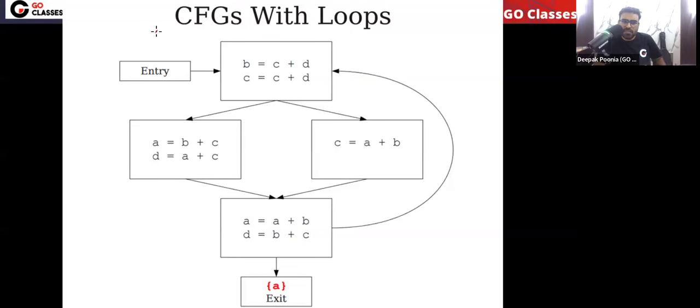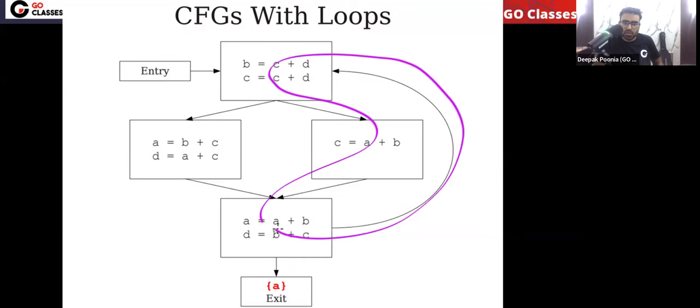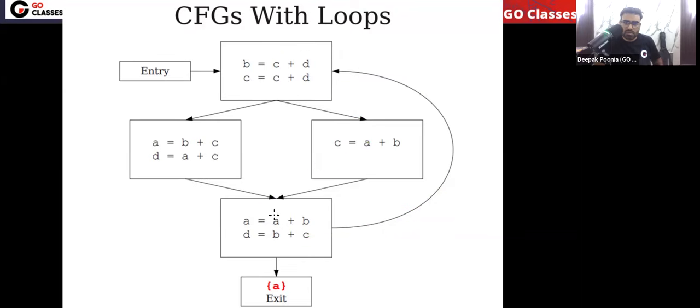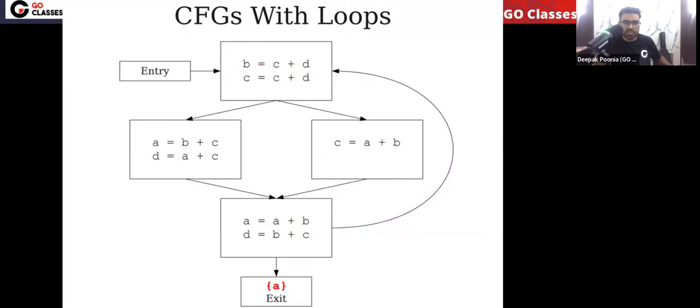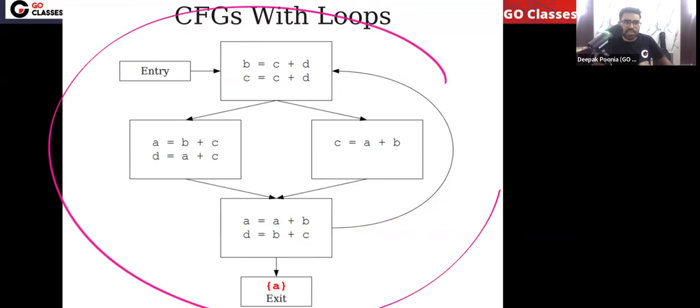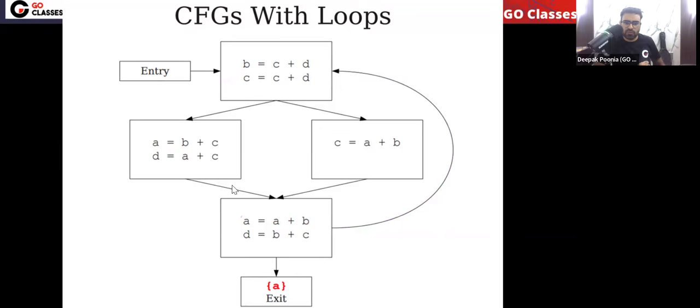Now we will consider a CFG with loop, a control flow graph with loop. You can see in this example, there is a loop. Yes or no? Here you can see there is a loop. So this is a CFG with loop, and we will do the liveness analysis, live variable analysis, for this CFG with loop.